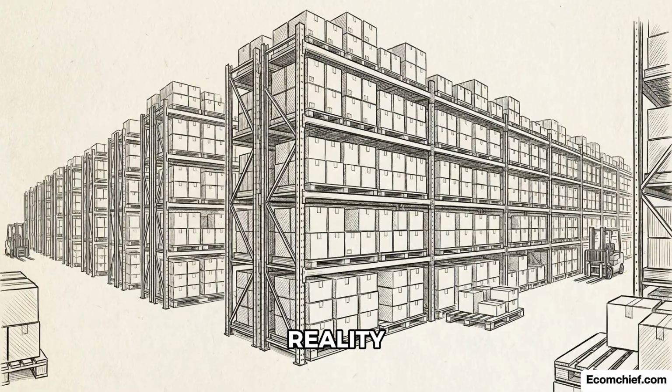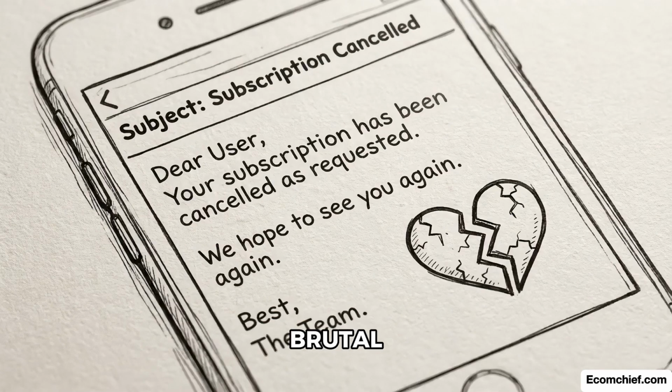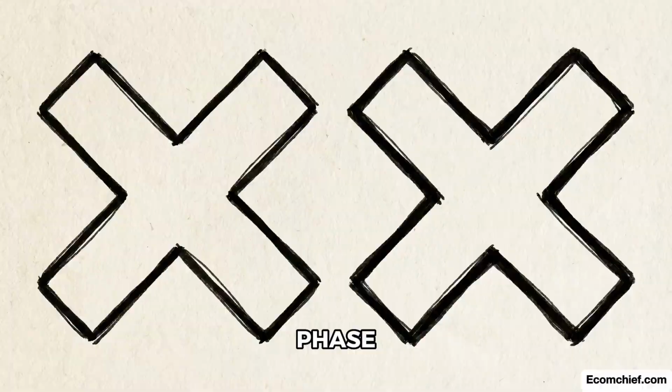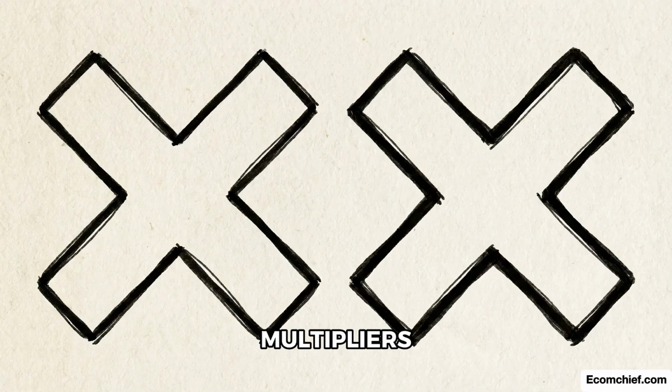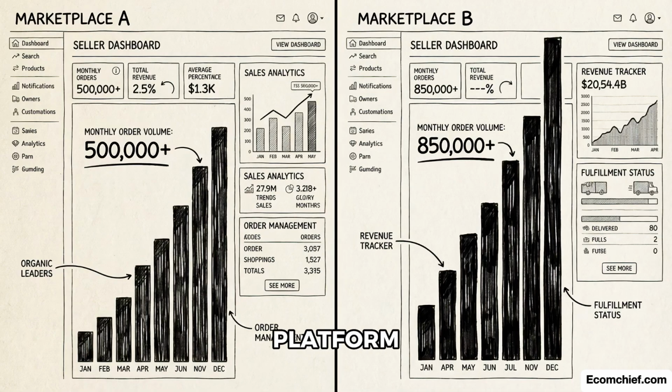The operational reality of subscriptions is unforgiving. They mandate absolute supply chain perfection. If a subscriber's automated order is delayed because you are out of stock, it triggers immediate and brutal customer churn. These Phase 2 tools are powerful revenue multipliers, but they shift your core business challenge away from marketing and demand to rigorous operational fulfillment.